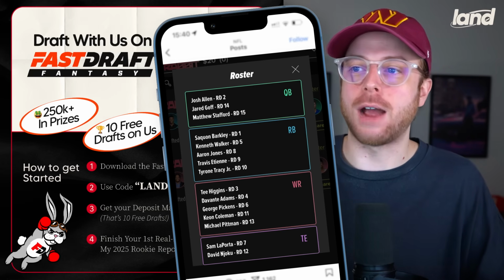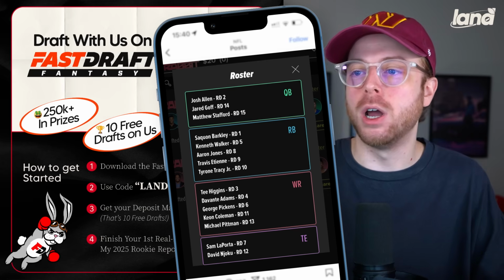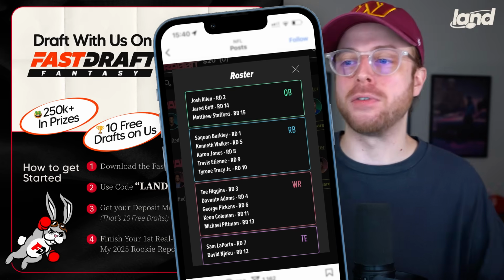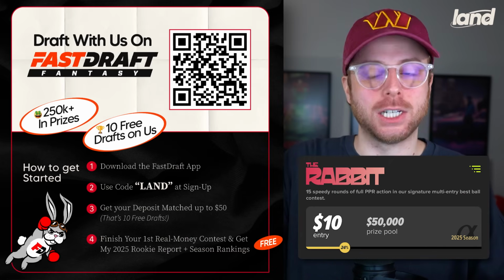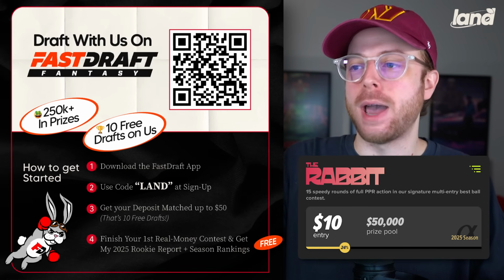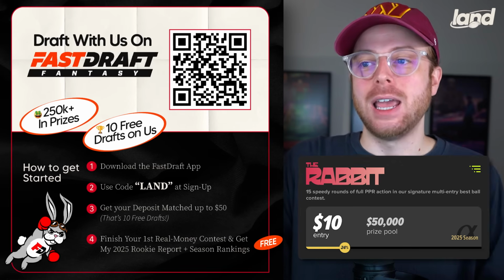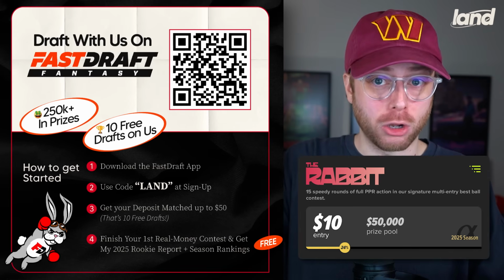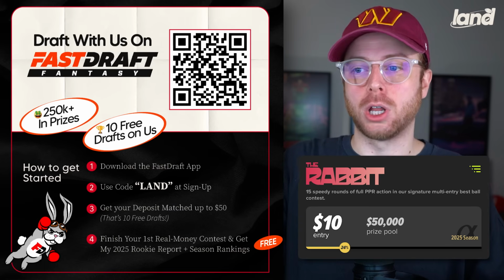So here's my latest draft here. Saquon in round 1, Higgins and Adams in rounds 3 and 4. This is on the Rabbit FastDraft app, 15-round, 1 quarterback format, start 8. It used to be a $20 entry. Now it's $10 entry, but it's still the same $50,000 prize pool.